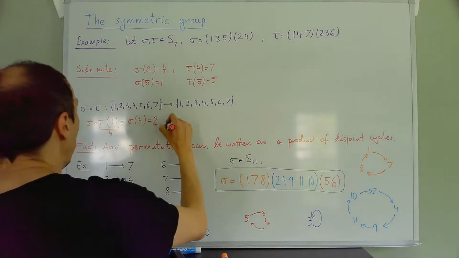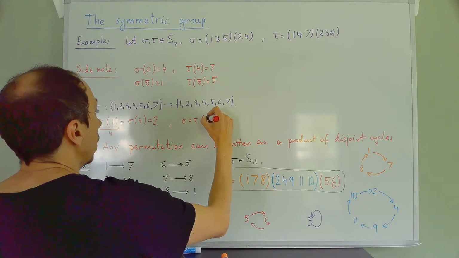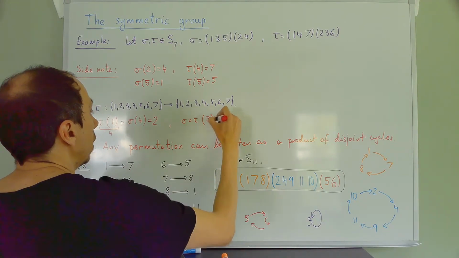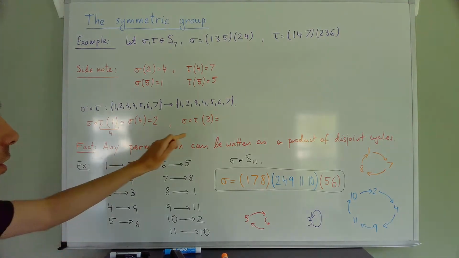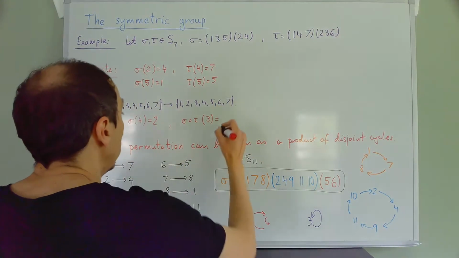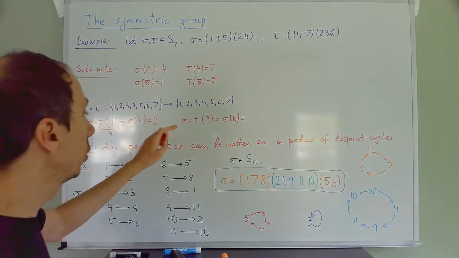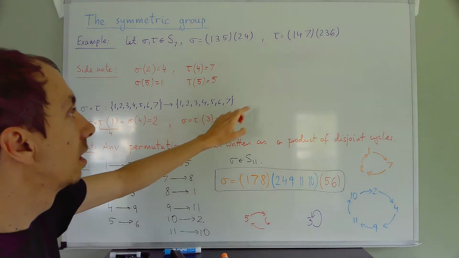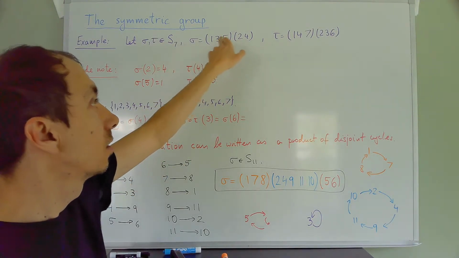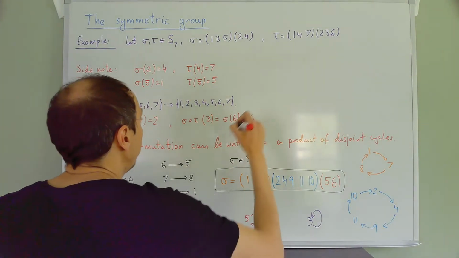One more maybe. Sigma composed with tau of 3. What does tau do to 3? It maps 3 to 6. So that's sigma of 6. And what does sigma then do to 6? Oh, nothing. Sigma just fixes 6 because 6 is not there. So it's 6.